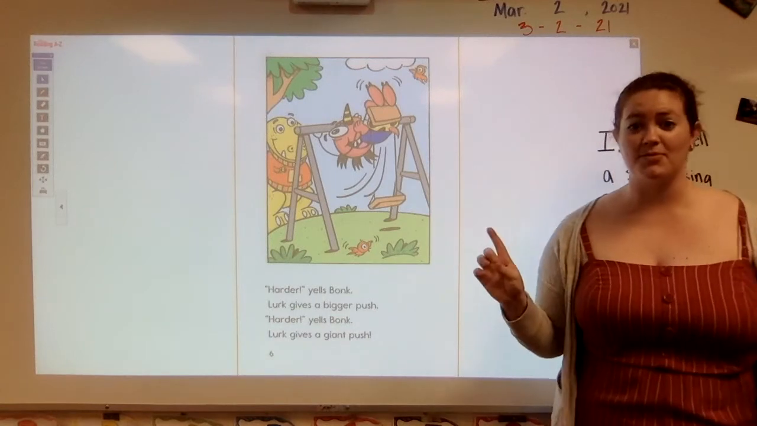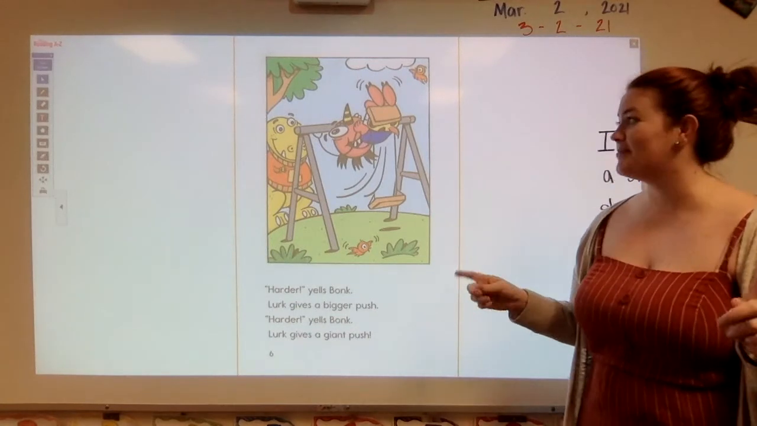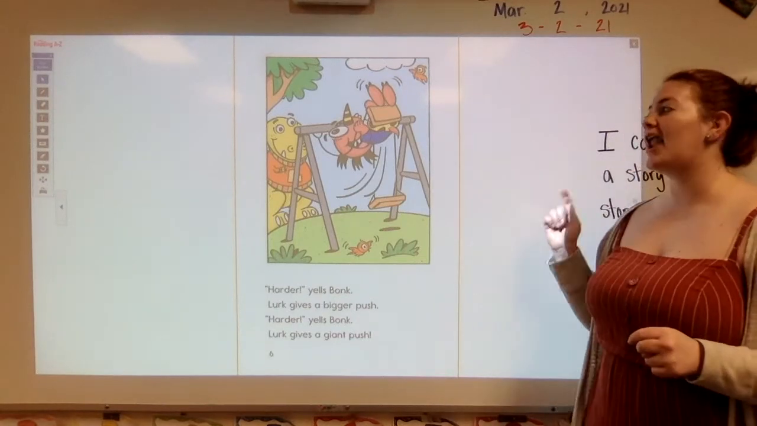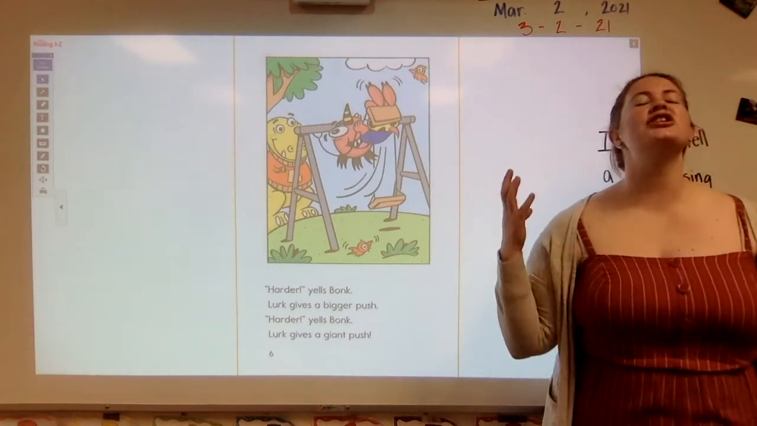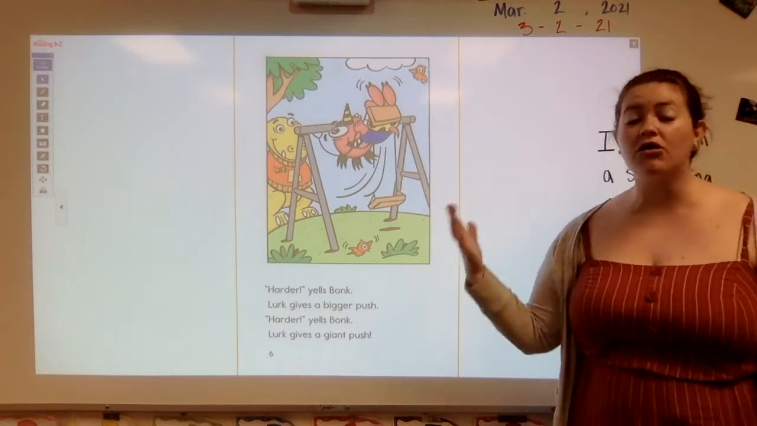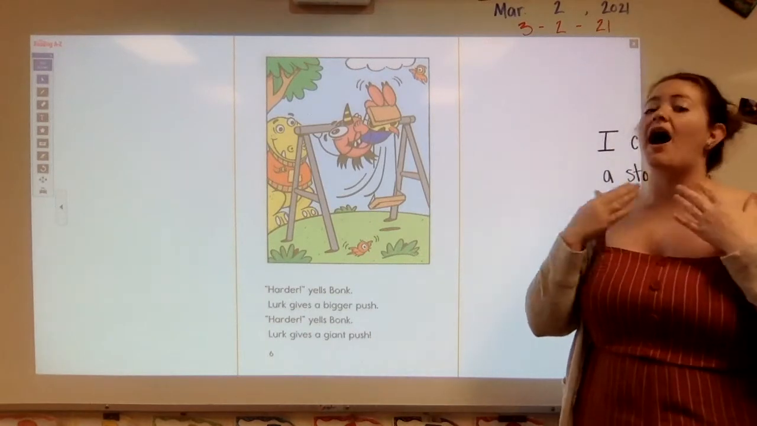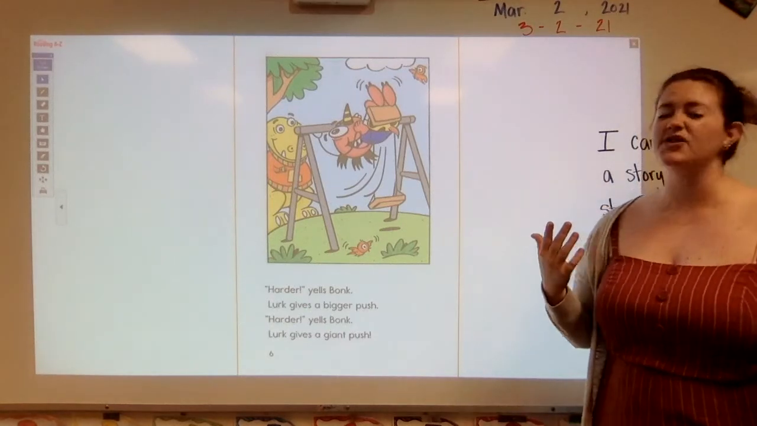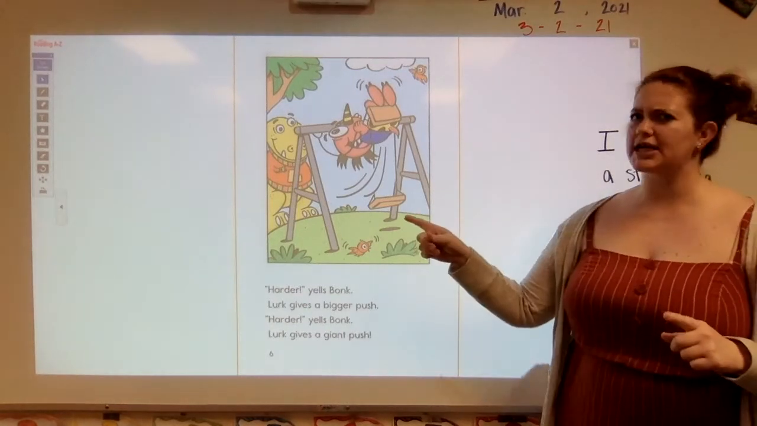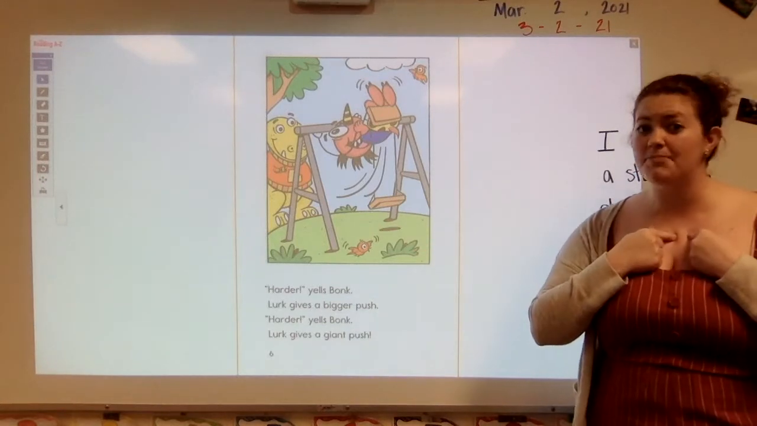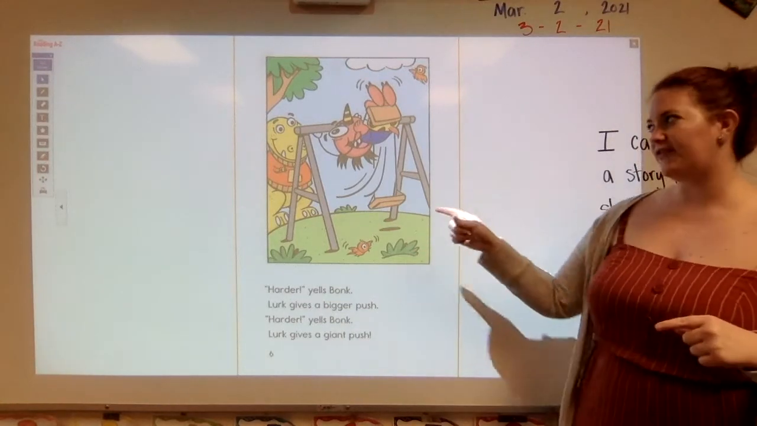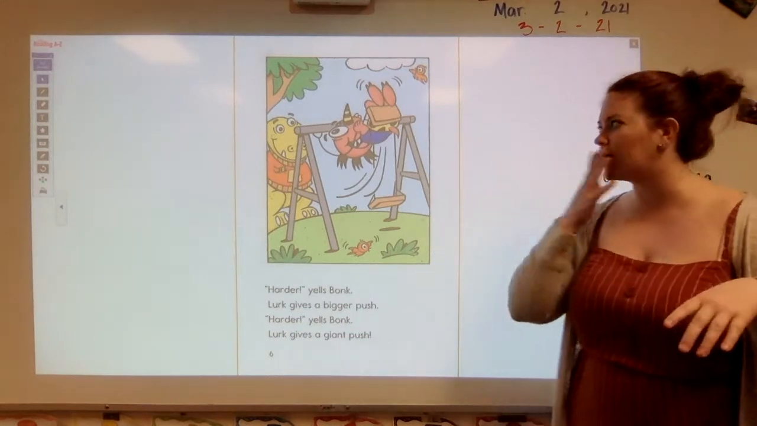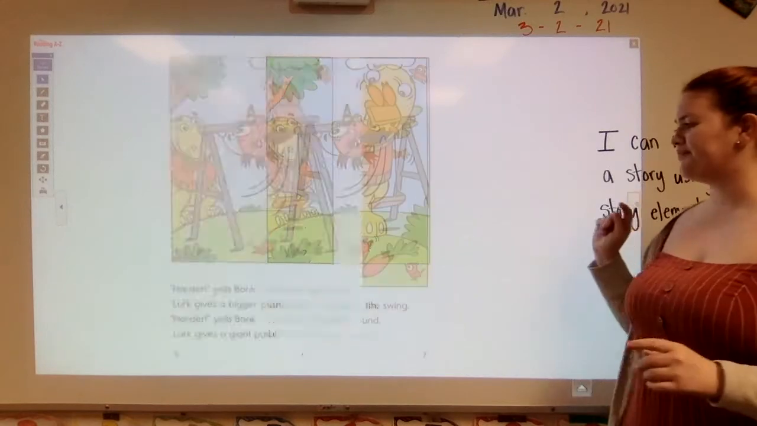Okay, hang on. I'm stopping right here because I'm making a connection. I know one time I was at the park with my sister and I was pushing her on the swing and she kept telling me to push her harder and harder. And I was feeling like, oh my goodness, this is really hard. I hope she doesn't fall off. So I wonder if that's what Lurk is feeling too, because when it was happening to me, that's how I was feeling. Okay, so Bonk wants to keep pushing harder and harder. Let's see what happens next.